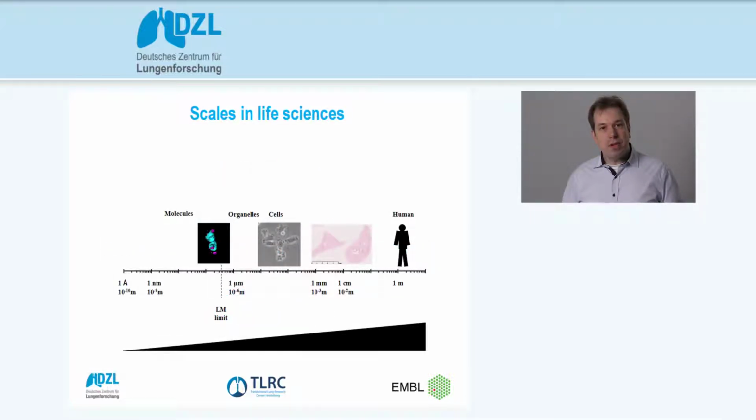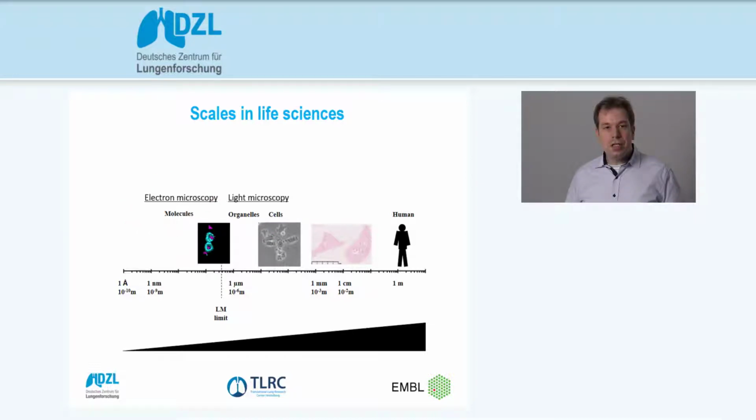As you all know, in biology we are bridging different scales from the human being in the meters range via tissues, single cells in the range of micrometers, down to organelles or individual protein complexes, down to molecules and even atoms in the angstrom range. Light microscopy is allowing us to bridge the scales up to a certain limit, the Abbe diffraction limit. For resolution beyond that limit, we will need electron microscopy.